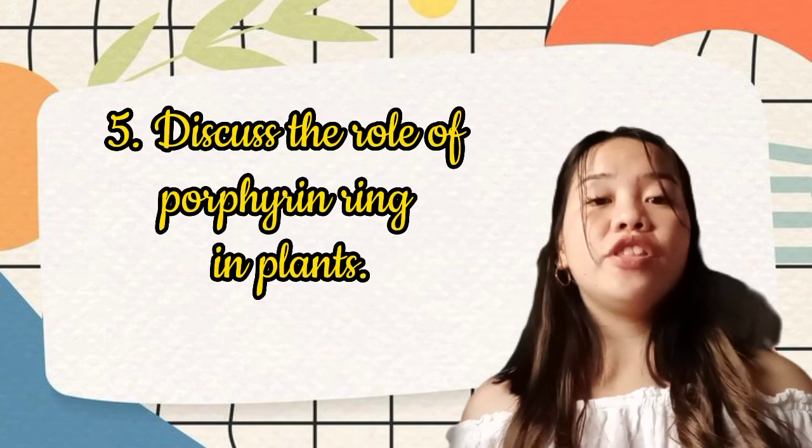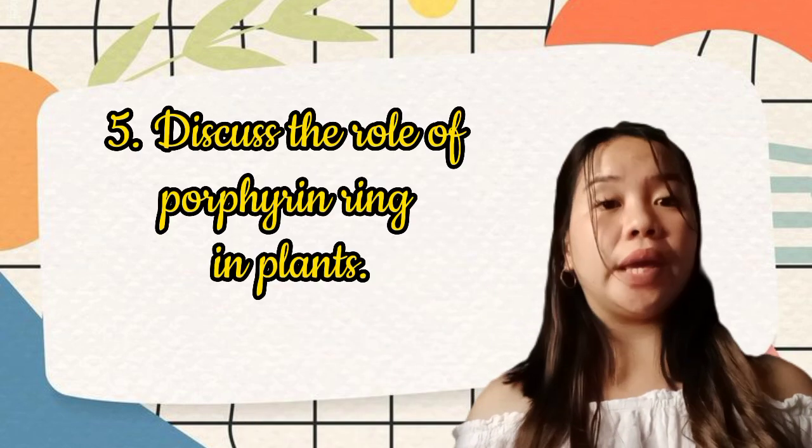Number 5. Discuss the role of porphyrin ring in plants. So, four pyrroles make up the big ring molecule known as a porphyrin. They contain four carbons and one nitrogen and are smaller rings. These pyrrole molecules are linked to one another by several single and double bonds, resulting in the formation of a sizable ring. Tetrapyrrole is the formal term for a group of four linked pyrroles.